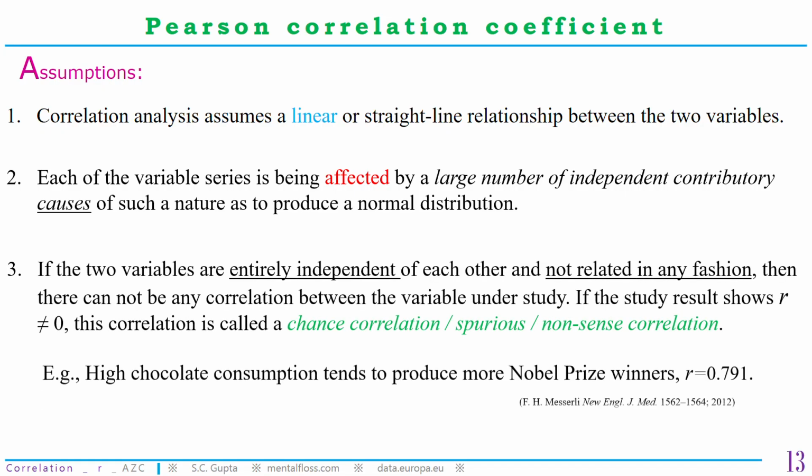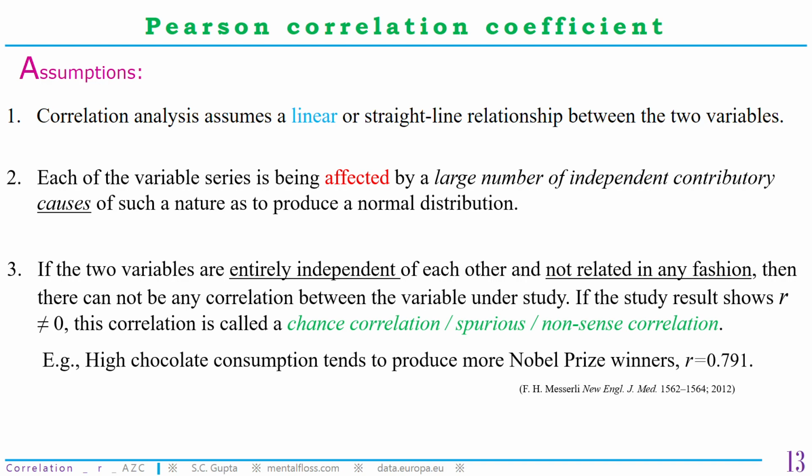If the two variables are entirely independent of each other and not related in any fashion, then there cannot be any correlation between the variable under study. If the study result shows R is not 0, this correlation is called a chance correlation, or spurious, or nonsense correlation. For example, high chocolate consumption tends to produce more Nobel Prize winners. R, found in this study, is equal to 0.791.